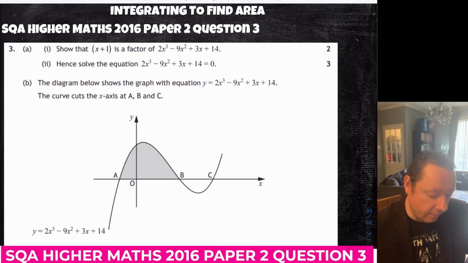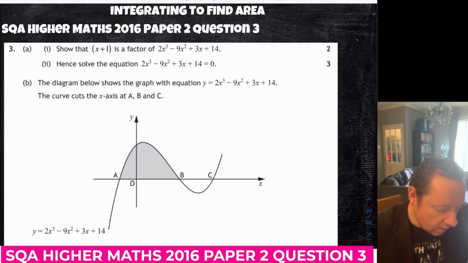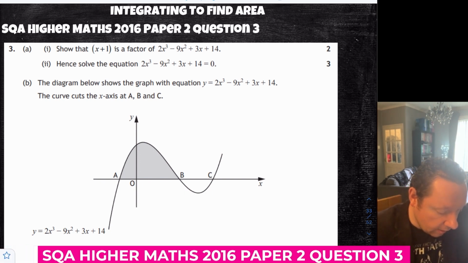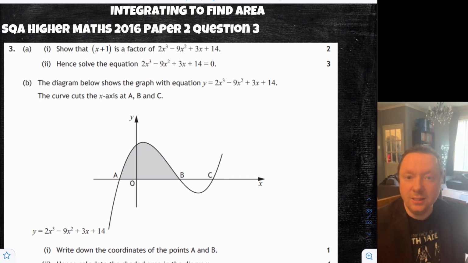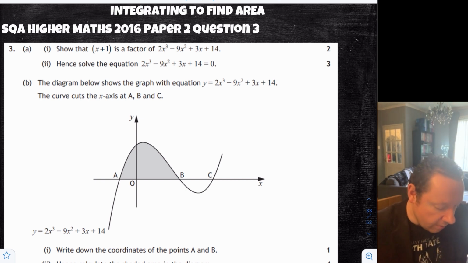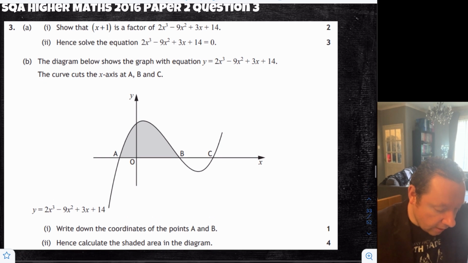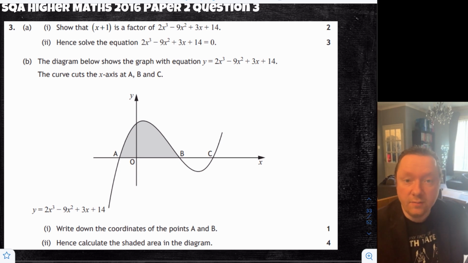Okay, integrate and find area. SQA Higher Maths 2016, paper 2, question 3. Show that x plus 1 is a factor and then solve the equation. So that's not integration at all, but we'll do it for the sake of completeness. And then part B says, the diagram below shows the graph of this equation. Write down the coordinates of point A and B and then calculate the shaded area in the diagram. So we're going to have to do part A to get the coordinates anyway.